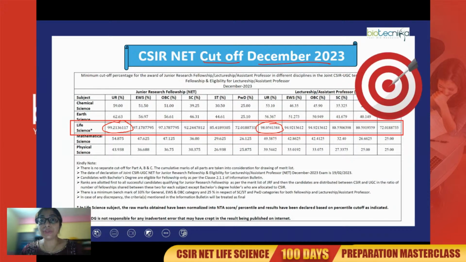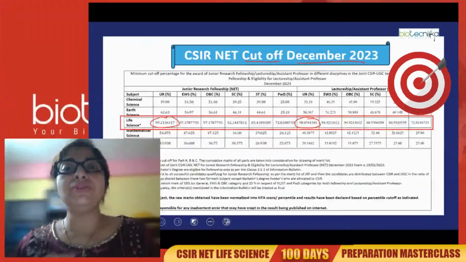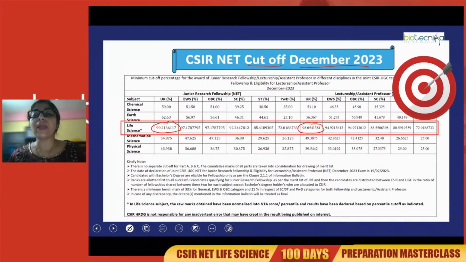Because this is your target. Your target is not only this number, it's to score beyond that number. That makes it very, very clear, because when you are starting your preparation now, your target should be absolutely clear to you. So this is your target. Your target will be to cross this number, because mind you, every session the cutoff percentage keeps going higher. So you have to get a score which will have a higher percentile, for sure, if you want to clear the June CSIR exam.